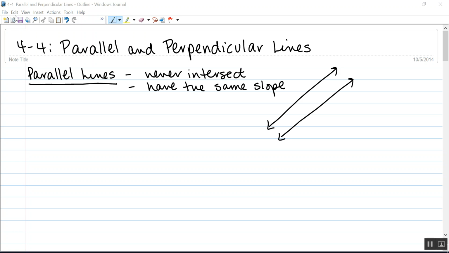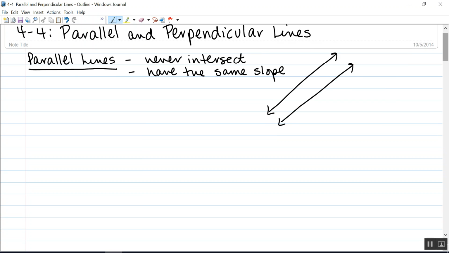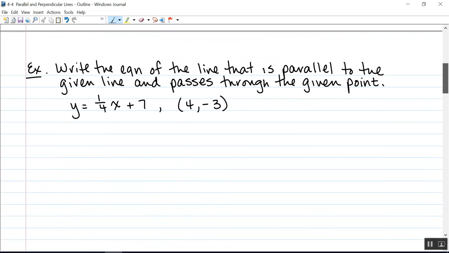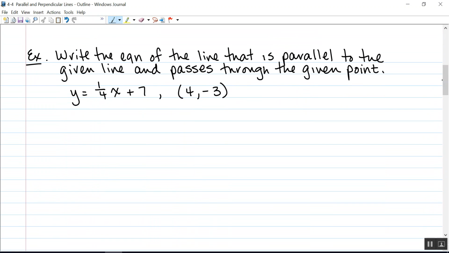Section 4.4 is on parallel and perpendicular lines. Parallel lines are two lines that never intersect, and because they never intersect, they will have exactly the same slope. Let's take a look at an example of the sort of problem you'll see in the classwork.